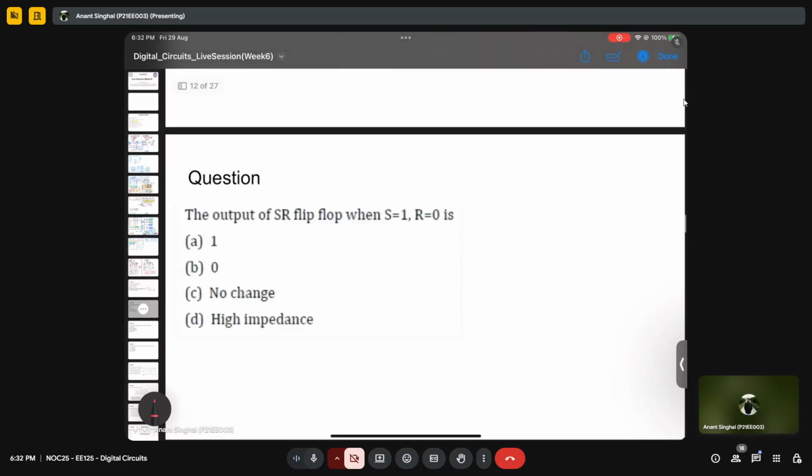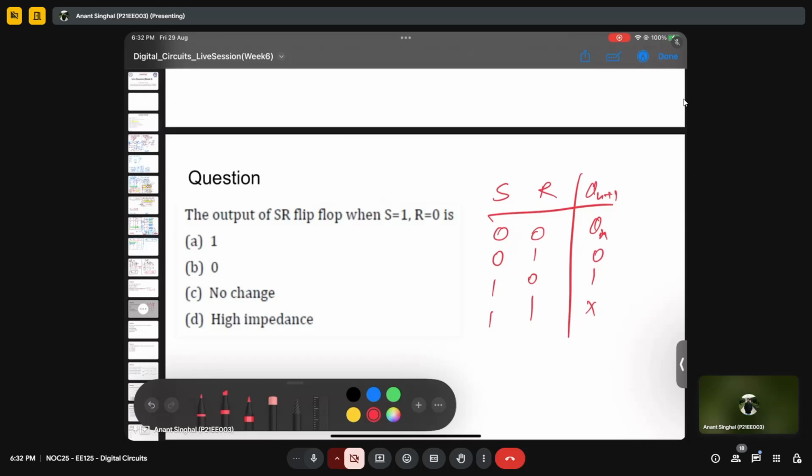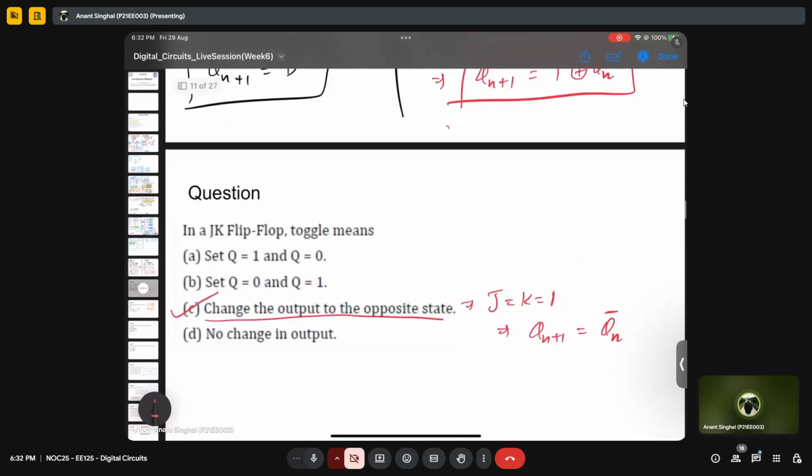Let's go ahead. The output of SR flip flop when S is 1 and R is 0 is, if you remember, I can make the truth table quickly. It is something like this. A is the correct answer. The question is when S is 1 and R is 0. So 1 will be the correct answer. That is option A. Here option C was the correct answer.